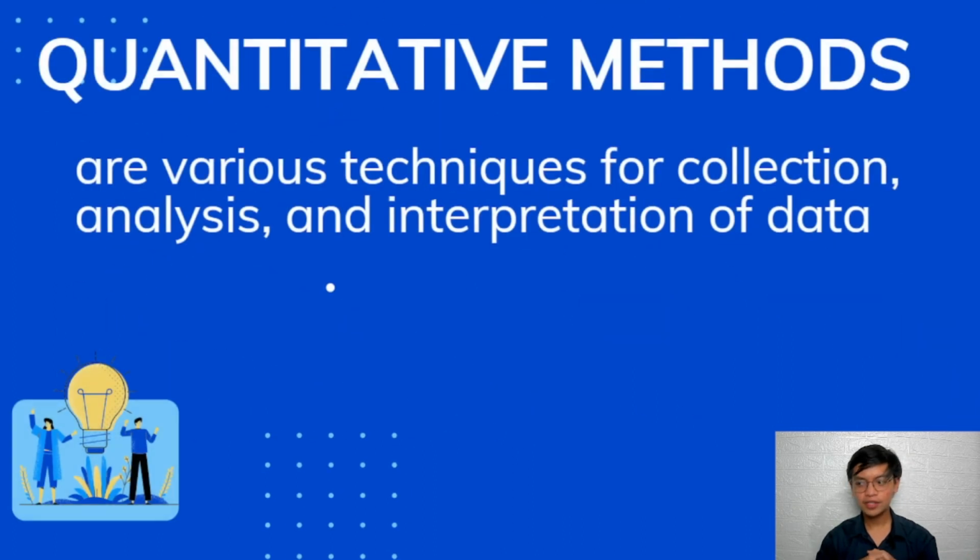So those are the features of quantitative research. Now we look into the quantitative methods, the ways on how we deal with quantitative research. It says here that quantitative methods are various techniques for collection, analysis, and interpretation of data. In quantitative research, the primary data collection method is survey.